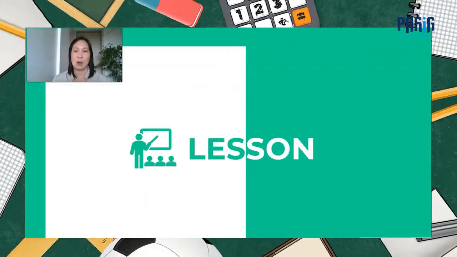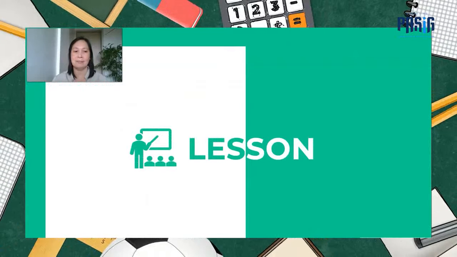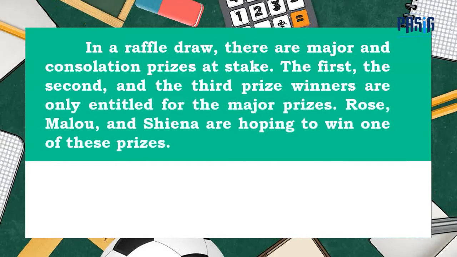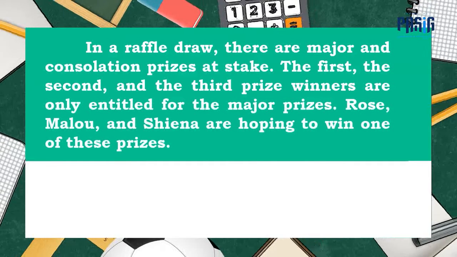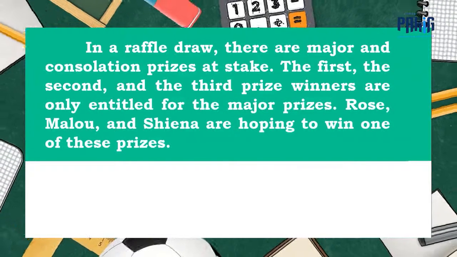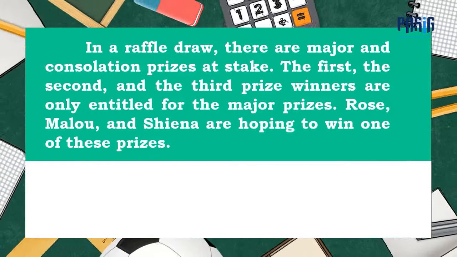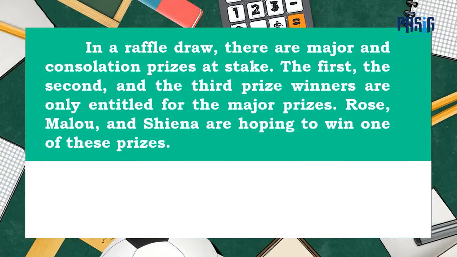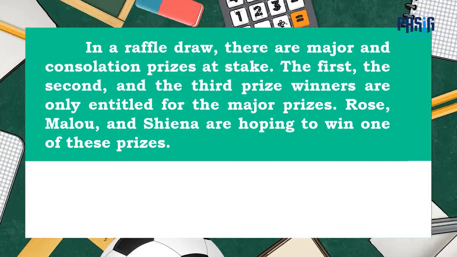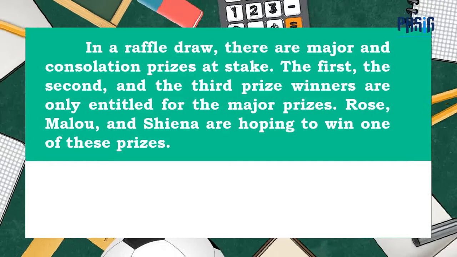Let us go now to our lesson. Let's start with this problem. In a raffle draw, there are major and consolation prizes at stake. The first, the second, and the third prize winners are only entitled for the major prizes. Rose, Malu, and Sheena are hoping to win one of these prizes.